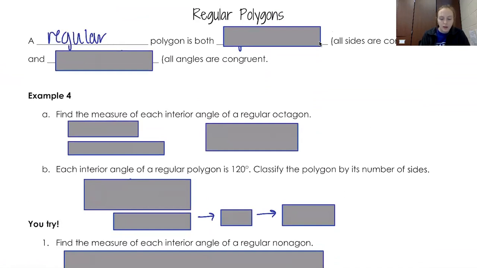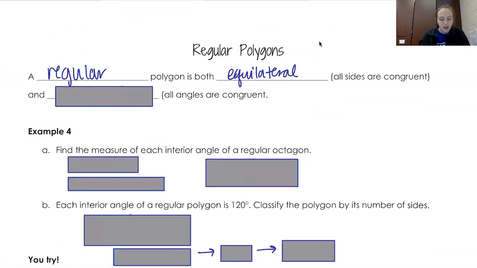A regular polygon is both equilateral, that means all sides are congruent, and equiangular, all angles are congruent. We have to find the measure of each interior angle of a regular octagon. So first of all, an octagon has 8 sides, right?